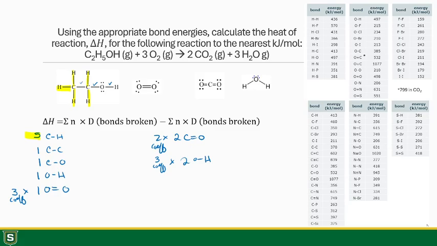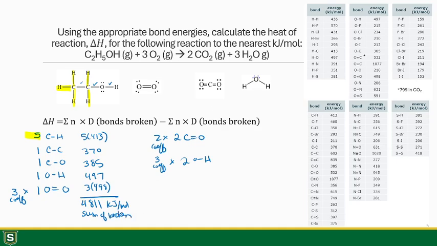All right, let's write down what we have. So this is 5 times 413, 370, 385, 497, and 3 times 498. And if I add all those up, that should be 4811 kilojoules per mole, sum of broken.